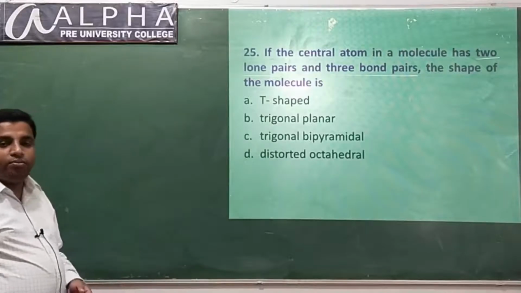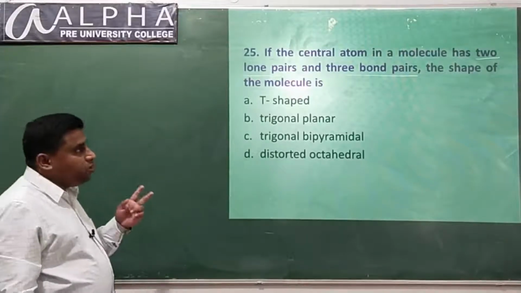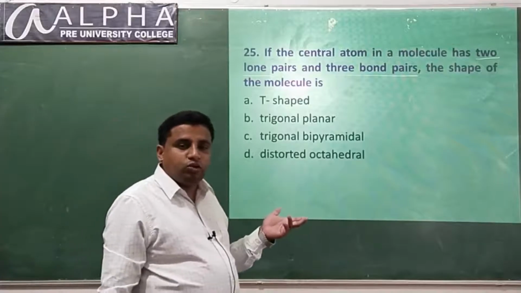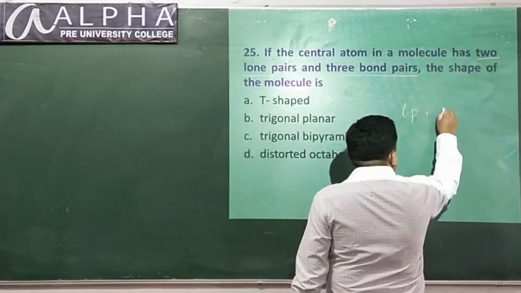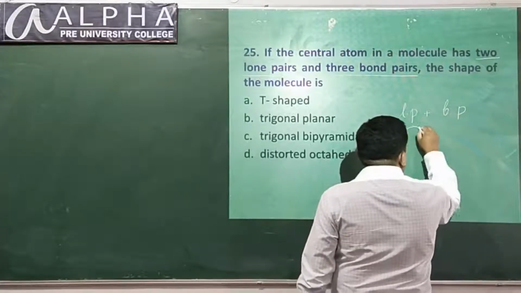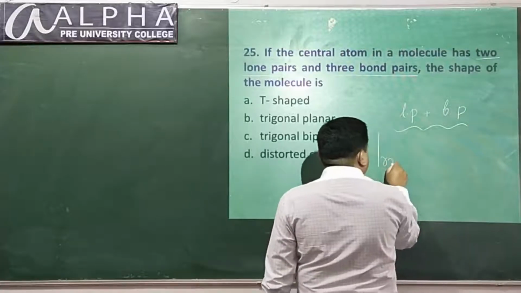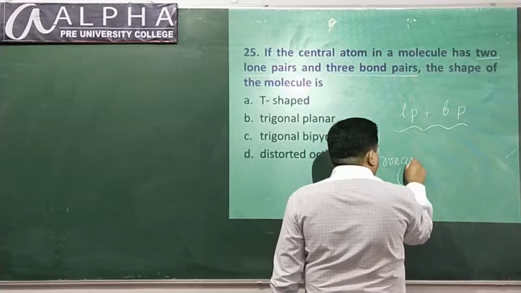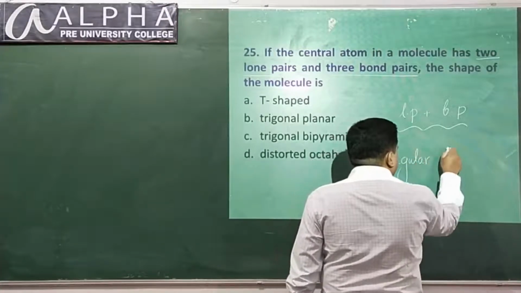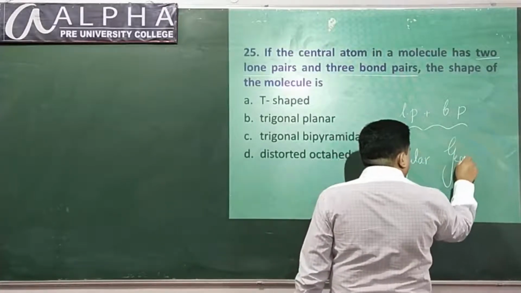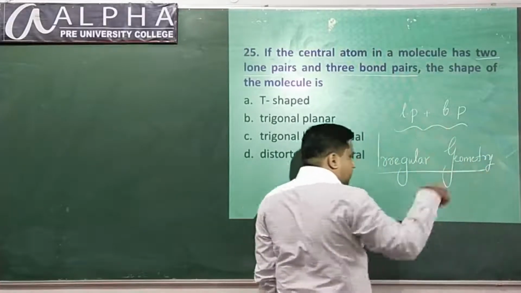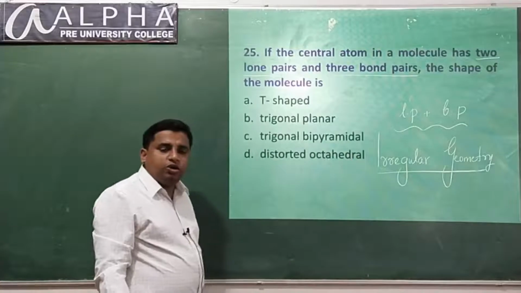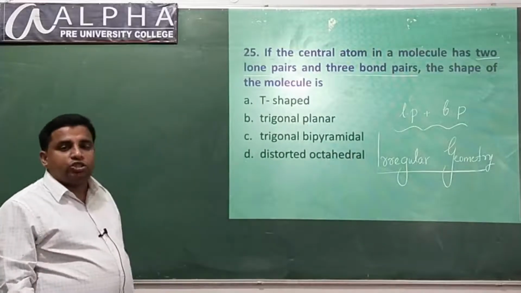Can you tell me what type of geometry? 2 lone pairs, 3 bond pairs. Yes, it has both lone pairs as well as bond pairs. So what type of geometry is it? It is irregular geometry. Students, I will tell you one simple method to remember the different irregular geometries.